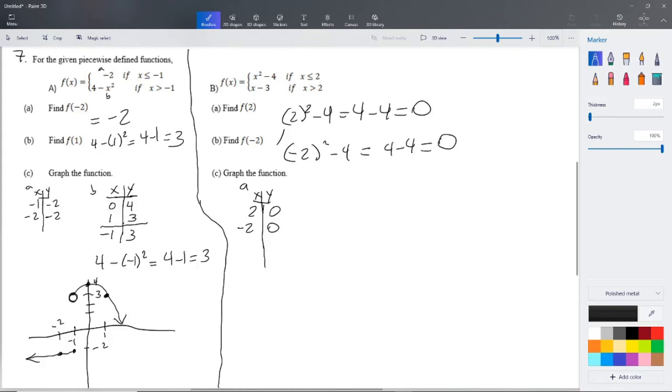And then for grins, let's get one more point in here. Let's use 0 itself, because that is less than 2. If we put in 0, we're going to get -4.